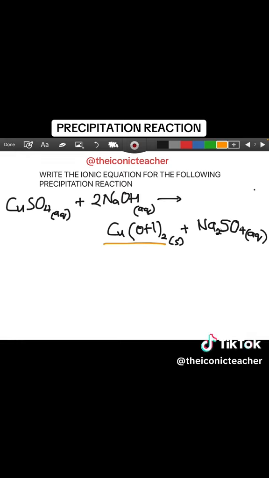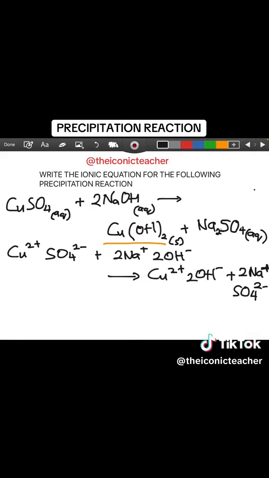identify the ions that form the precipitate. Now let's break this down. We have here copper 2 ion, sulfate ion. So our precipitate is copper hydroxide. So that means that copper ion and hydroxide ion are the ions that formed the precipitate.